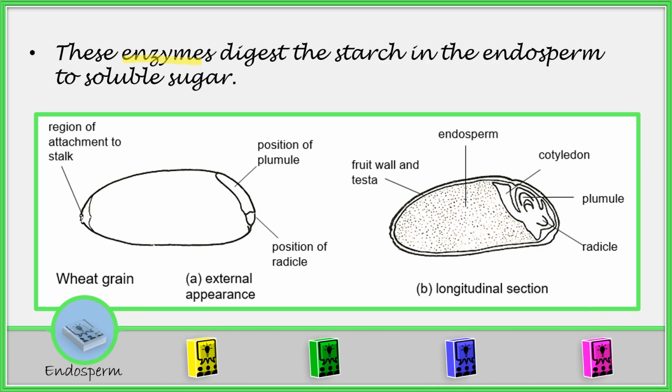The enzymes digest the starch in the endosperm to soluble sugar. So our enzymes that have been activated are going to start the process of digestion of starch, which is in the endosperm, from starch to soluble sugars.